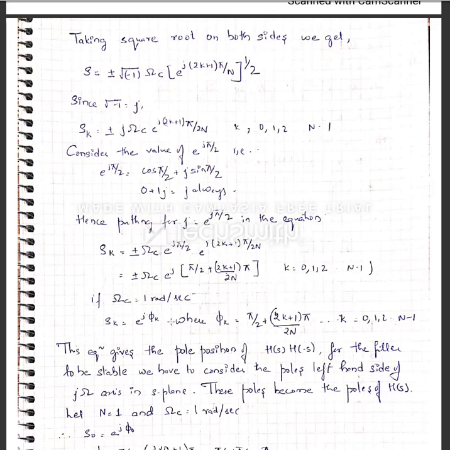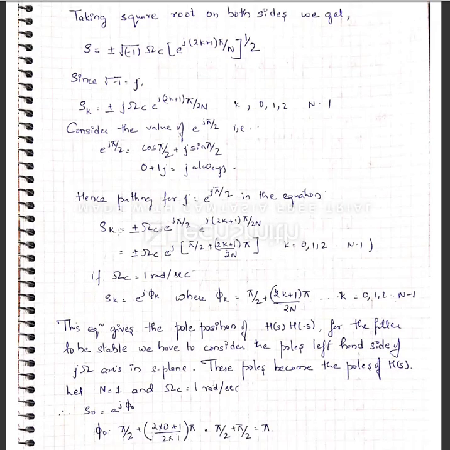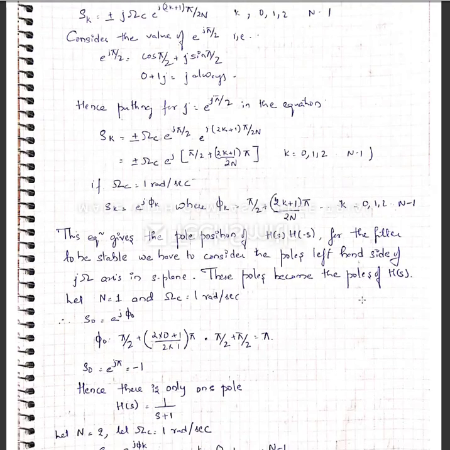Clear? Okay. Now, if omega c is 1 radian per second, we had considered a normalized low pass filter. In that case, we will write sk is equal to e to the power j phi k, where phi k is nothing but this entire term: pi by 2 plus (2k plus 1) by n pi, for values of k 0 to n minus 1. Same thing, we have just made it short.